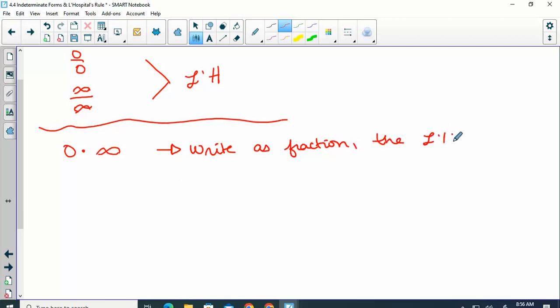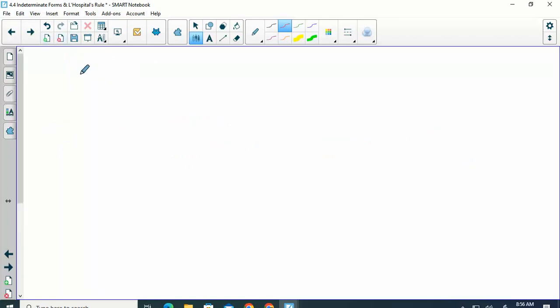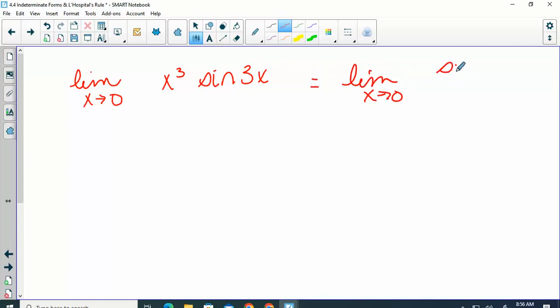Then L'Hopital's. Now we're not just making up a fraction. It has to be something that works. If you have the limit as x approaches 0 of x cubed sine of 3x, can you just say, oh sure, I have to write it as a fraction, that's the same as sine over x cubed? Are those mathematically the same? No, so you're not just throwing one thing on the bottom. To make it into a quotient, you have to divide by the reciprocal.